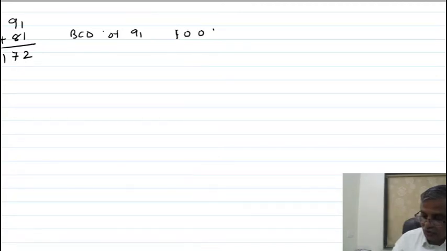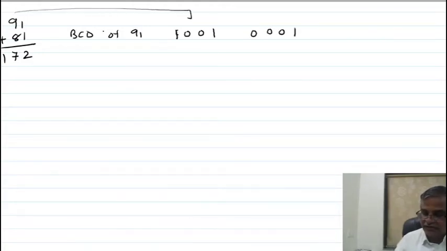Let us do the addition of 91 and 81 with the help of BCD form. This is for 91, the BCD of 91 I am writing: 1 0 0 1 0 0 0 1. For 9 I have written this, and for 1 I have written this.